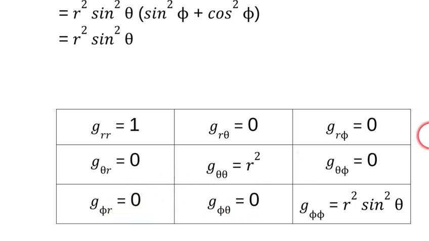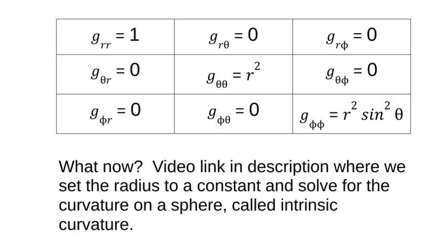Okay? Now, what can we do with this? I'm going to put a link in the description where we actually take this, we set the radius to, I'm sorry, not 1, a constant. We just say it's a constant. And we use that to calculate the Riemann curvature. First of all, we calculate our Christoffel symbols. Then we calculate our Riemann curvature tensor. Then we calculate our Ricci tensor. Then we calculate our Ricci scalar. So all of that is done on the surface of a sphere. It's called intrinsic curvature. I'll put a link to that if you want to know more about how to use this.